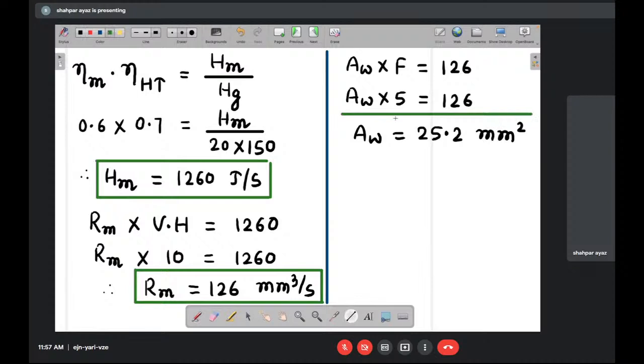25.2, right? This is the area of the welded joint. This is a very beautiful question. If you analyze the GATE paper, this is a very beautiful question. Now, guys, this is the area of the weld that we got. So we have the area of the weld and the rate of melting.